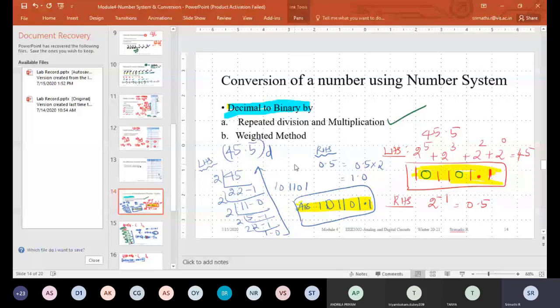So 45, divide repeatedly by 2, so that after getting the final one, write it in the inverse order, that is 101101. That is regarding your decimal, before the decimal.